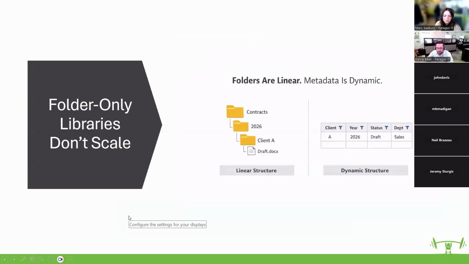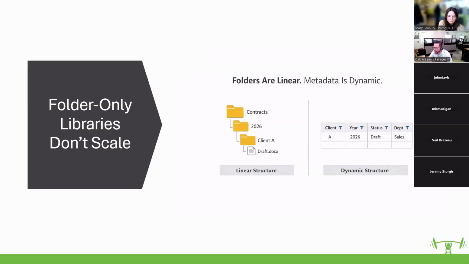The next thing we're talking about is folder-only libraries. Folders organize content in a linear, hierarchical way. They force you to choose one path for a document to live in, and that path defines how you find it later. For example, if you structure contracts, 2026, client, status, you are locking that document into a single navigational route. If someone wants to view all contracts by client instead of by year, or all contracts by status instead of folder, the structure works against them. Folders can work at a shallow level, but as complexity increases, they create deep nesting, duplication, and slower navigation.